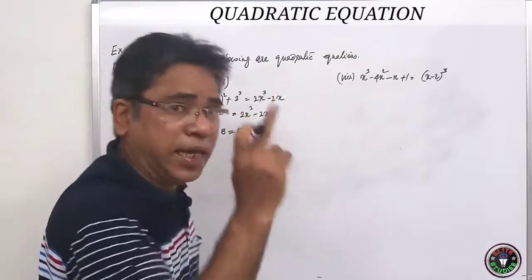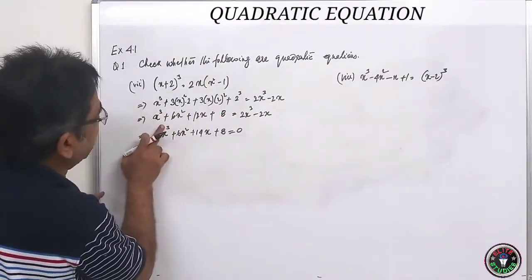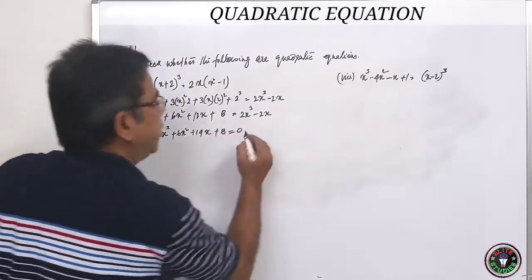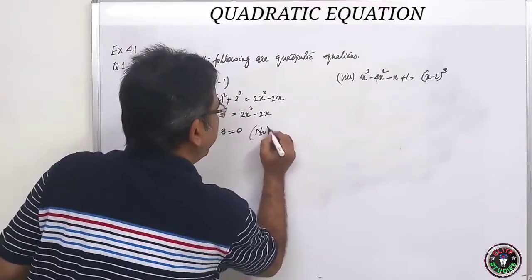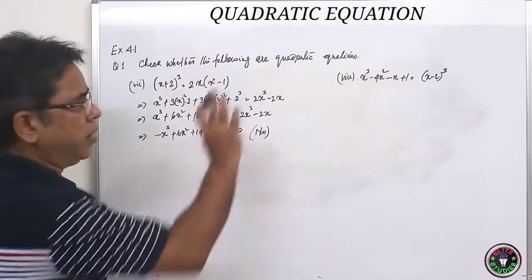Degree means the highest power of the variable in the given equation. Now, the variable is x and the highest power is 3. So here the degree is 3. So it is a cubic equation. It is not a quadratic. No, it is not a quadratic equation. Clear, students? Now, let us go to the last one.